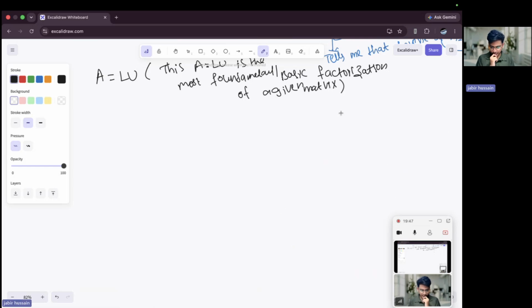Let's take one example. Before I go into the mathematics, I'm thinking of a real world example by which you will understand in detail the meaning of LU. I have an example in my head: let's say you want to build a house, right?